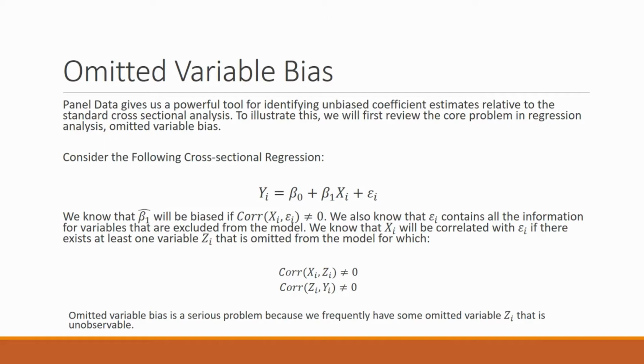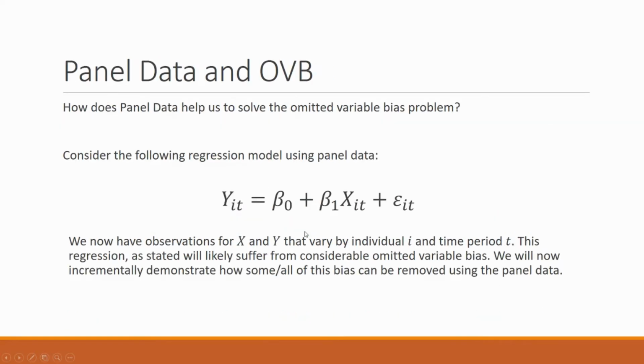But panel data is a powerful tool to help solve this problem, and we'll see why. So how does panel data help us to solve the omitted variable bias problem? To answer that question, I'm going to go through quite a number of slides here, and we're going to work our way up, building some different concepts.